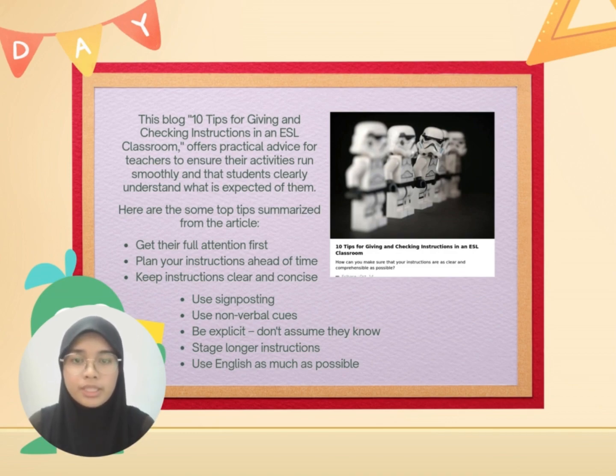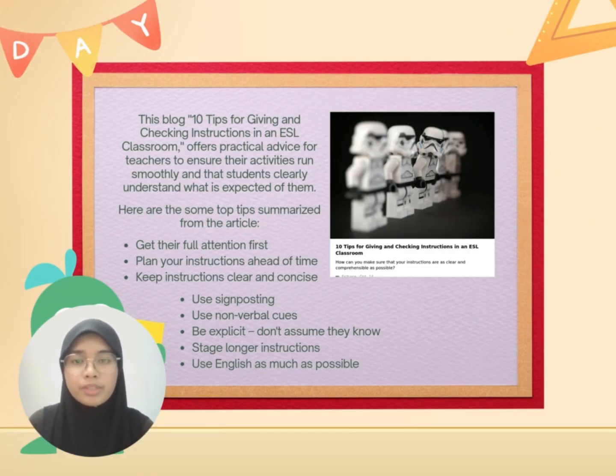We also have be explicit and don't assume that the students might know things. We must always give reminders about activity rules, even for a familiar task, so as to avoid assumptions about students' memory or previous knowledge. Next, we have stage longer instructions, where for a complex activity, we break the instruction into smaller stages by explaining the first step and checking the understanding so that they can understand the instruction much better.